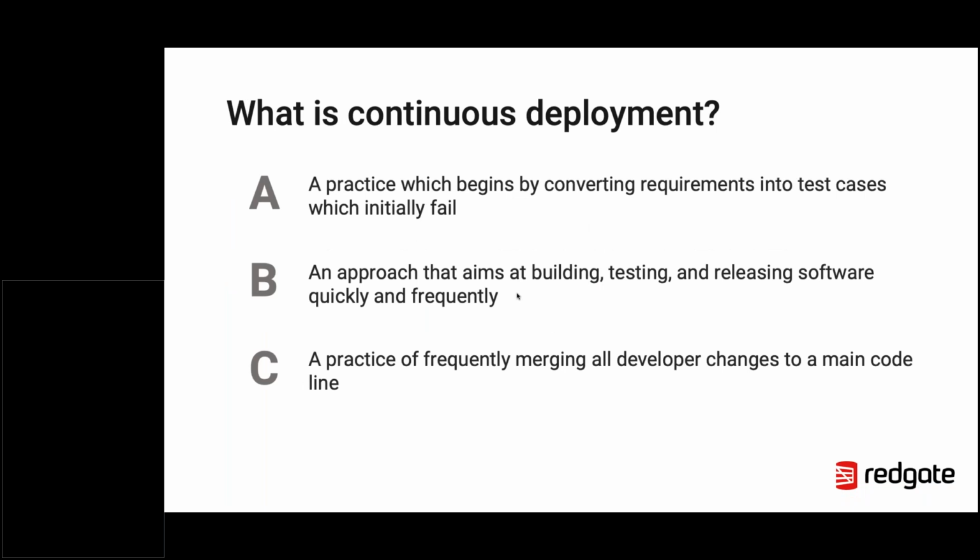What is continuous deployment? So in terms of doing DevOps, there's a lot of other terms. We've just scratched the surface of the terminology, and there are a lot of terms that involve the word continuous. We do continuous everything. So one of the big phrases you'll see is continuous deployment. Is the best definition for that A, a practice which begins by converting requirements into tests that initially fail? Is it B, an approach that aims at building, testing, and releasing software quickly and frequently? Or is it C, a practice of frequently merging all developer changes into a main code base?